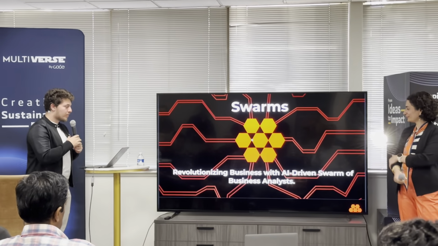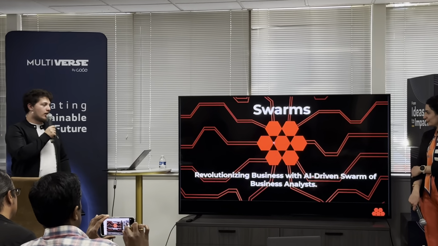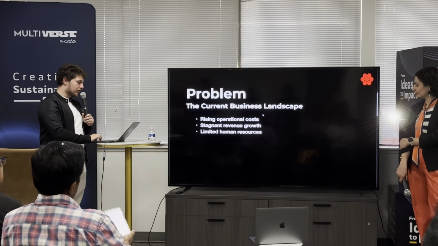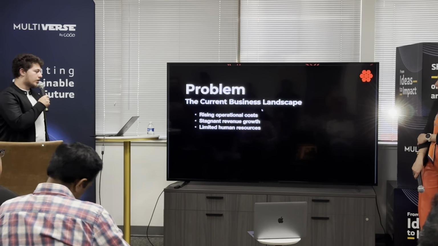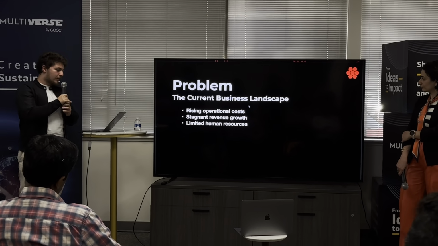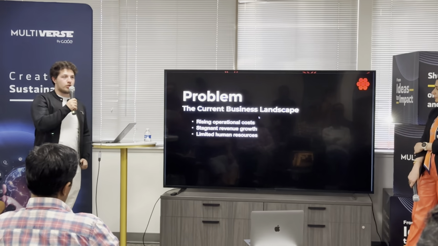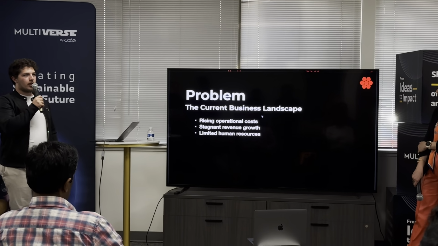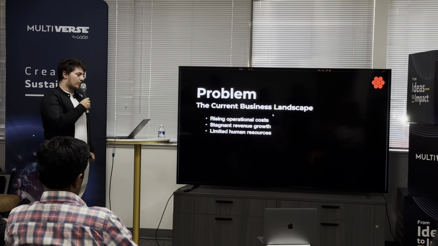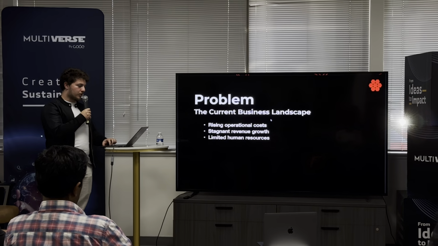Today we're going to be presenting what I believe is one of the first multi-agent teams of business analysts. A lot of businesses now have rising operational costs, a lot of taxes and a whole bunch of weird stuff like that. And a lot of companies, especially Fortune 1000 companies, have stagnant revenue growth. I think Salesforce hit 6% growth, which is nothing. And there's also a very limited amount of human resources.